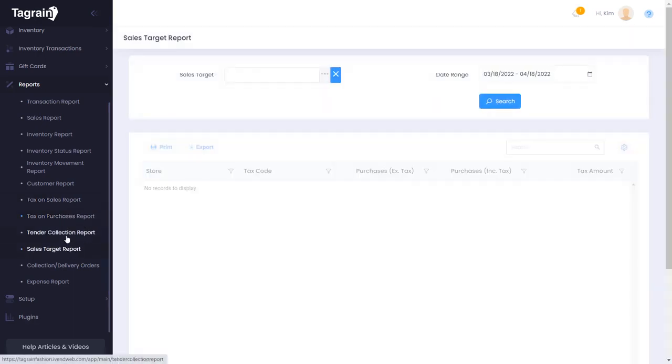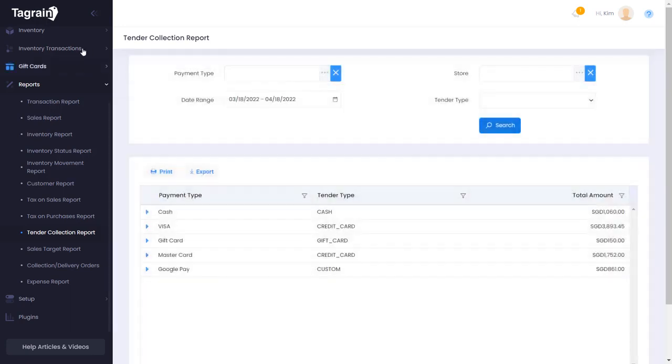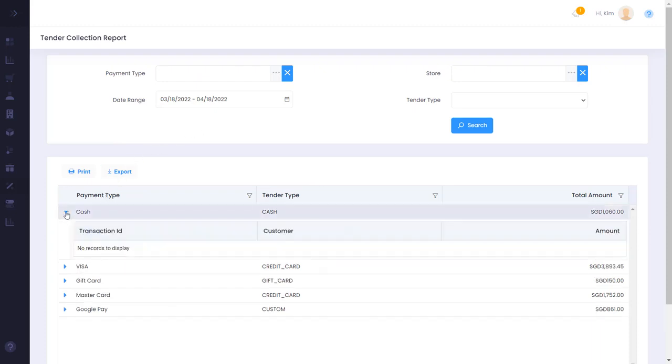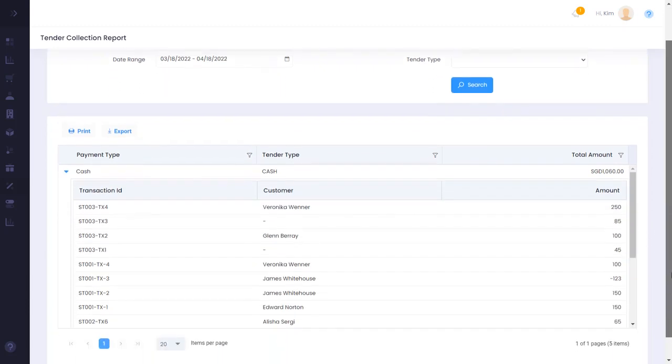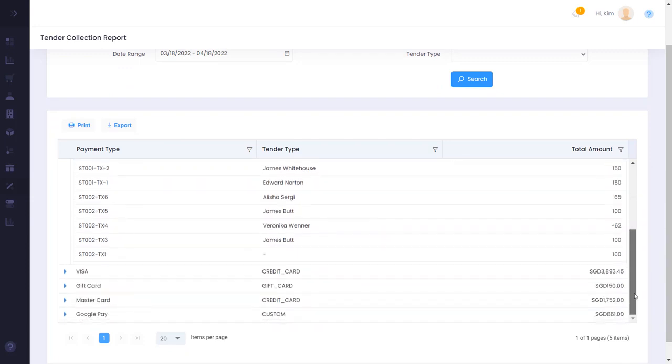Tender collection report. Tender collection report is the detail of how the transactions have been paid for. You have the option of filtering the report by store or by a payment type or for a date range. When viewed on the screen, the report lists the different payment types and the transactions in which this payment type was used.